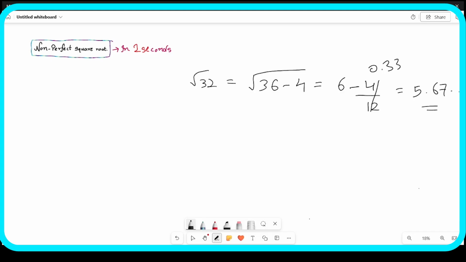In this way, we can calculate non-perfect square root easily in just 2 seconds.